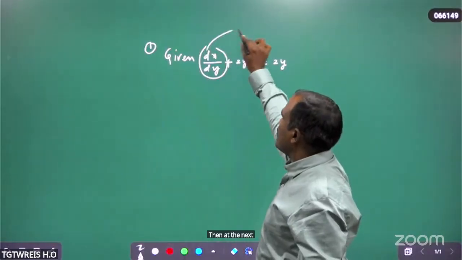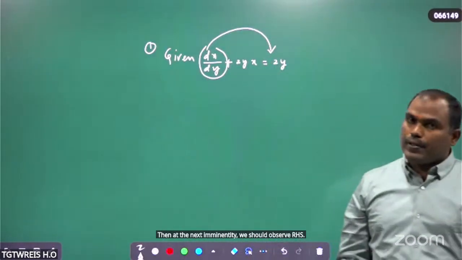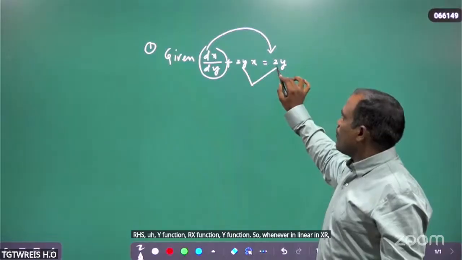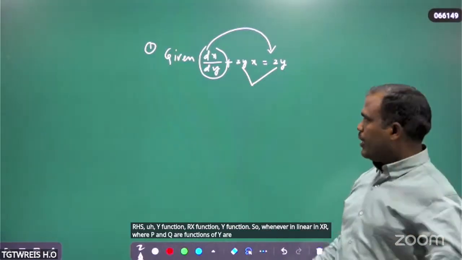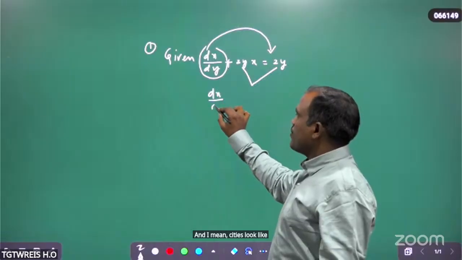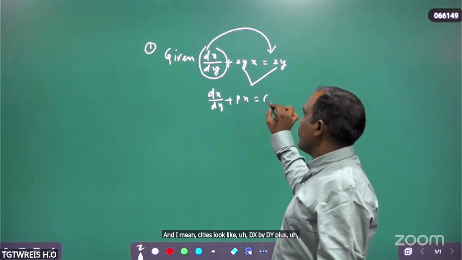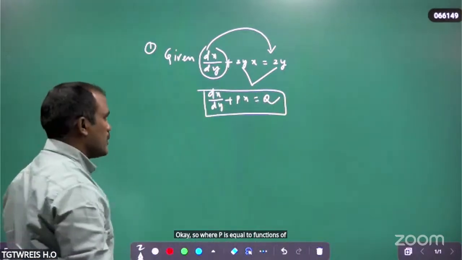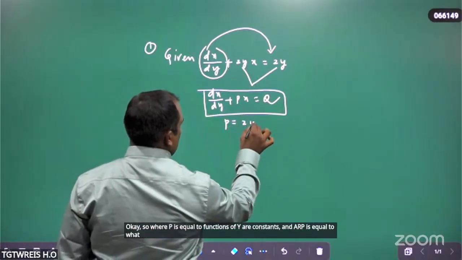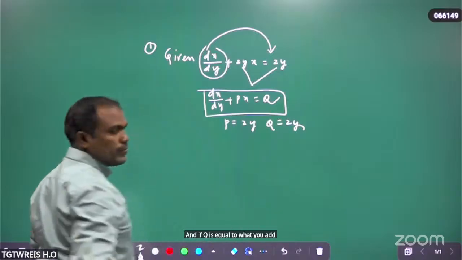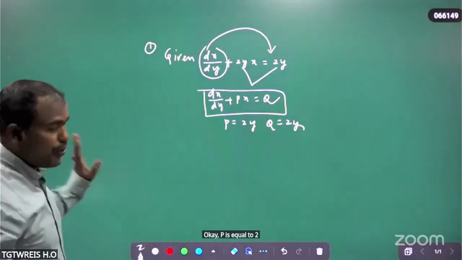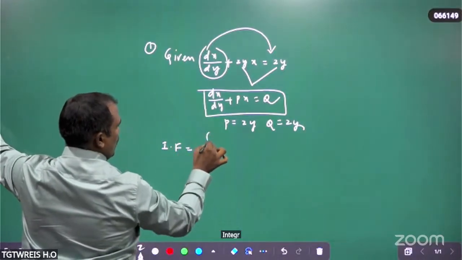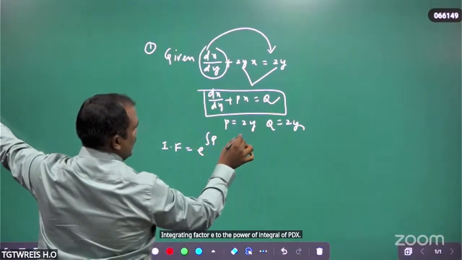Linear in x, immediately we should observe the RHS. RHS, y function or x function? Y function. So whenever it is linear in x, p and q are functions of y or constants only, and it looks like dx by dy plus px is equal to q form. Where p is a function of y or constant. And here p is equal to what? 2y. And q is equal to what here? 2y. Okay. p is equal to 2y as well as q is also 2y. Right. Now the integrating factor, e to the power of integral of p dx, no, p dy. Why?